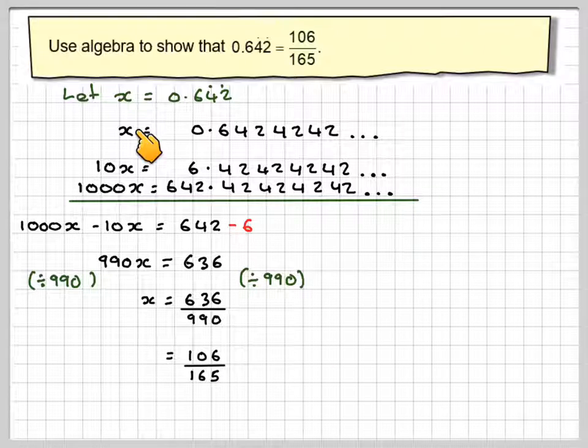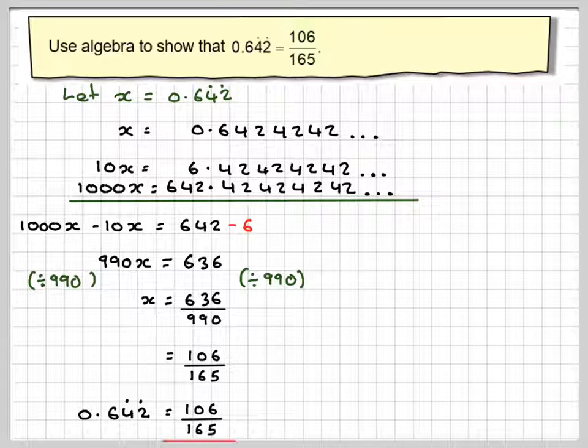So you have to put all this sort of working out to show that this recurring decimal is equal to this fraction. So this has been a video to show you how to change a recurring decimal to a fraction. I hope you've understood. Oh, sorry. So finally, 0.642 recurring is equal to our fraction, 106 over 165.